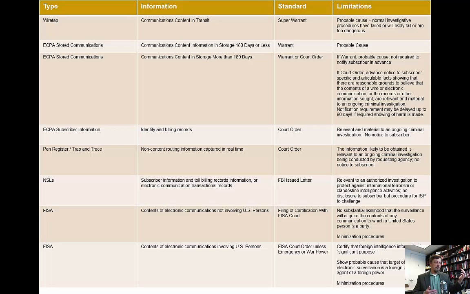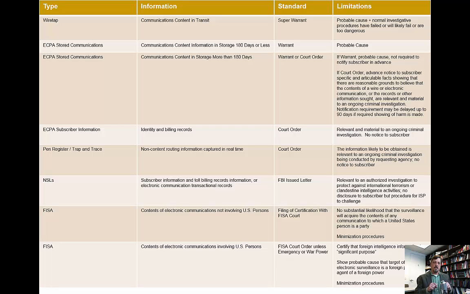So the first item on this chart is the wiretap statute. When you think of a wiretap, you probably think of the kind of classic old gangster movies where the feds are literally tapping into the phone line, and indeed that is where the notion of a wiretap comes from. And the statute originally is created to deal with that, but the statute is much broader than just that. So essentially when you think of a wiretap, you want to think of the contents of communications in transit.